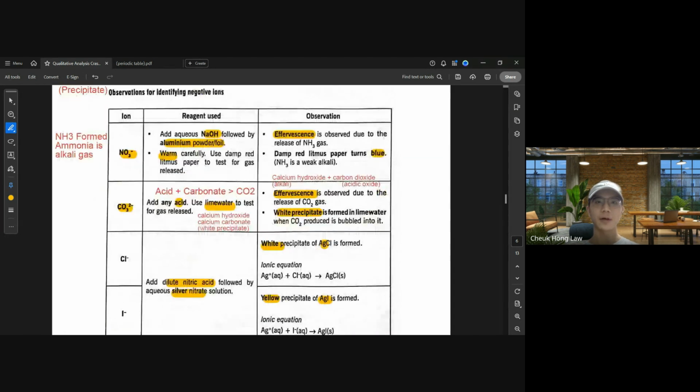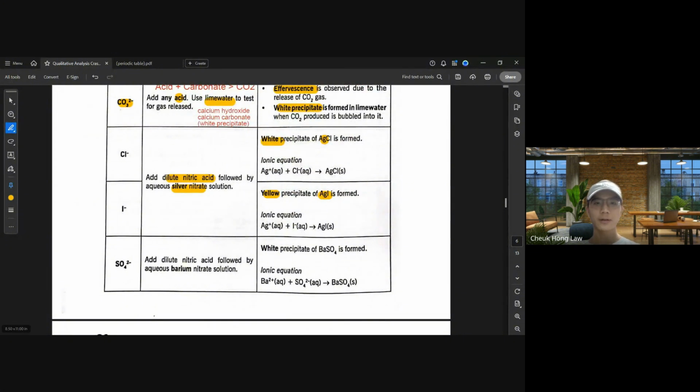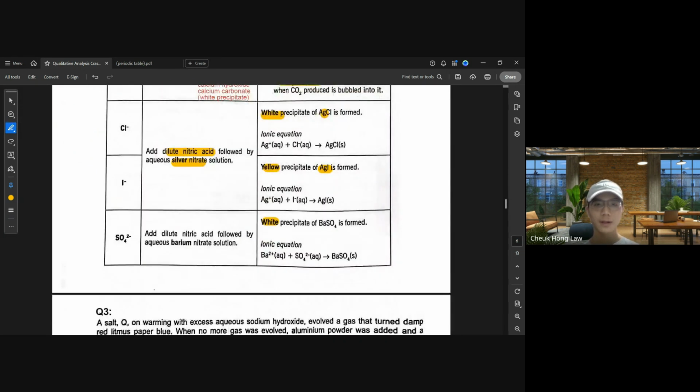Then finally we have sulfate. For sulfate, we will try to make barium sulfate, because barium sulfate is an insoluble salt as well. It is a white precipitate. So how to make barium sulfate? Add dilute nitric acid followed by aqueous barium nitrate. We always use dilute nitric acid and barium nitrate, all nitrates, because all nitrates are soluble. That's why we use nitrates. What will happen is barium sulfate is formed, it is a white precipitate, and that will be the observation.